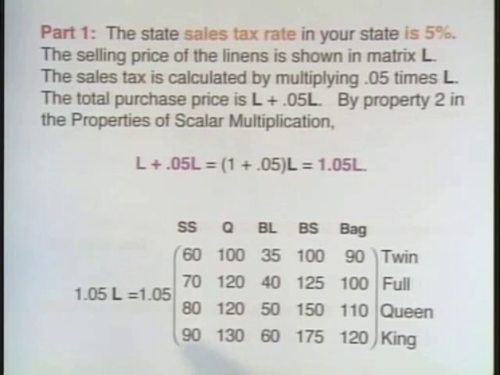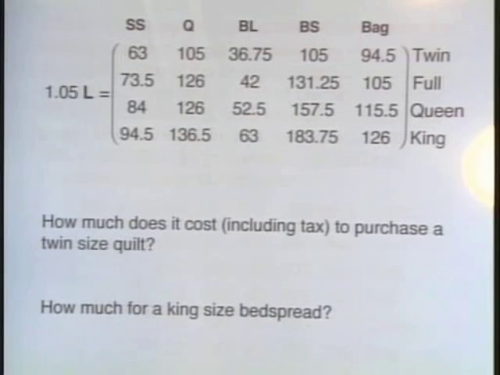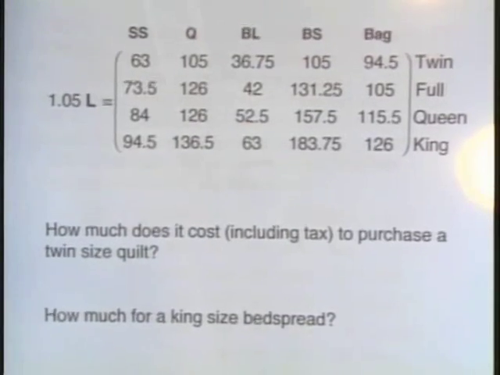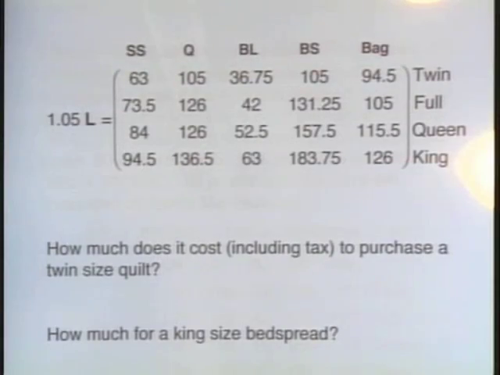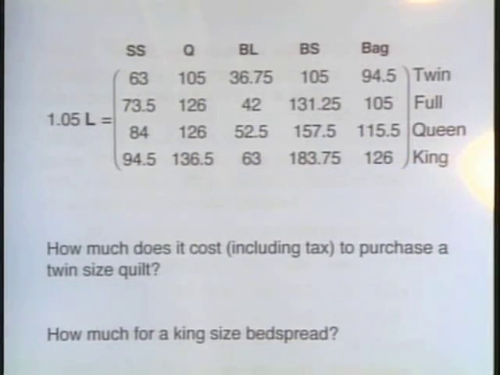If we set this up in matrix multiplication, we have 1.05 times L, which we rewrite as 1.05 times the matrix L. We then multiply 1.05 times every entry in L, and we get a new matrix that gives the purchase price for each of the items, including the sales tax.